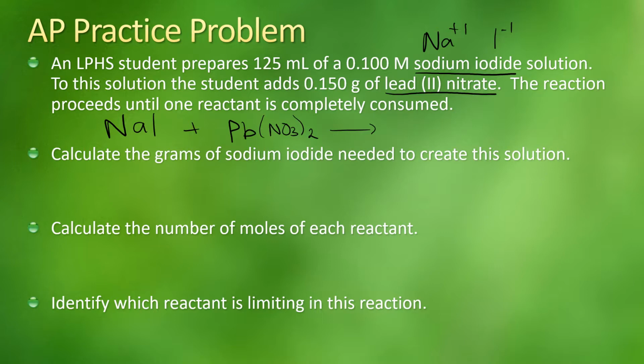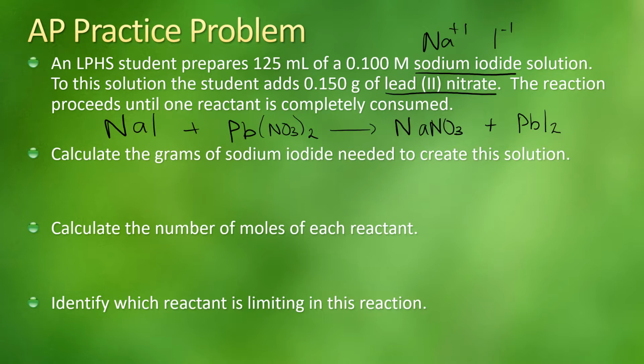This is a single replacement reaction, meaning my sodium ion is going to react to form a new compound that will include sodium and nitrate. I will have sodium nitrate, and my lead ion will react with the iodine ion to form lead 2 iodide. Again, my lead 2 has a +2 charge. My iodine has a -1. Crossing, I get PbI2. Quickly balancing.